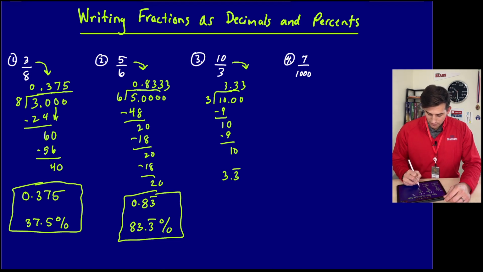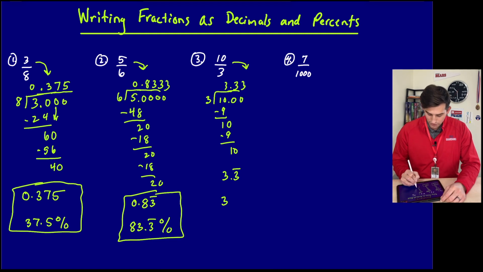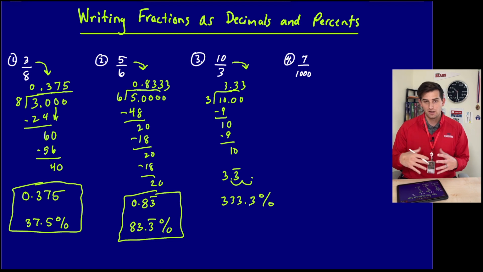And as a percent, we can write this as, move our decimal twice to the right. So 1, 2, if we move this decimal 1, 2. Okay, so we're going to write 333.3%. Okay, so this one obviously is more than 100% because we have 10 over 3.